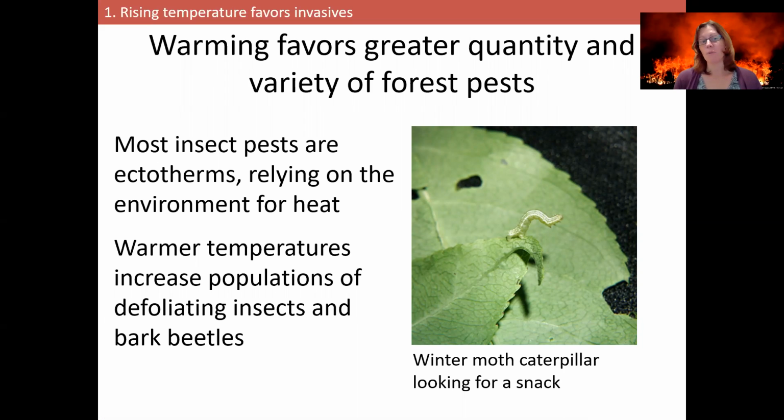And that's because most insect pests are ectotherms, so that is, they don't generate their own heat, they rely on the environment for heat. And so if temperatures are warmer, then those insect populations can grow faster and have a longer time period when they can grow. And so you end up with larger populations of defoliating insects, so insects that eat leaves, as well as insects that eat bark and wood itself.